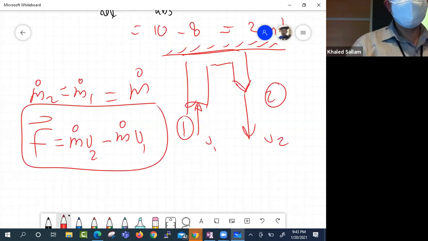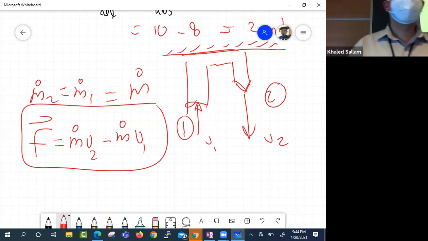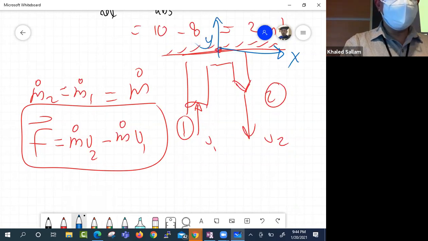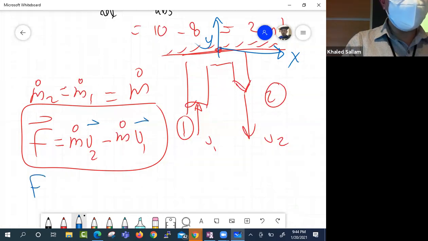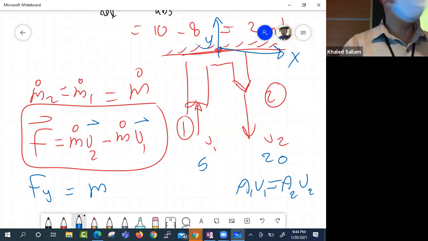And the momentum equation will be this: F is m dot v2 minus m dot v1. Okay? And so if this is the anchor point, and this is, say, our x-axis, and this is our y-axis, then we can write this equation in the x direction and the y direction, right? That's why I have a vector here and here and here. So in the y direction, Fy would be m dot, and it would come to V2, let's say this was 20 meters per second, and this was 5 meters per second. And how did we come up with this number? Probably A1 V1 equals A2 V2.